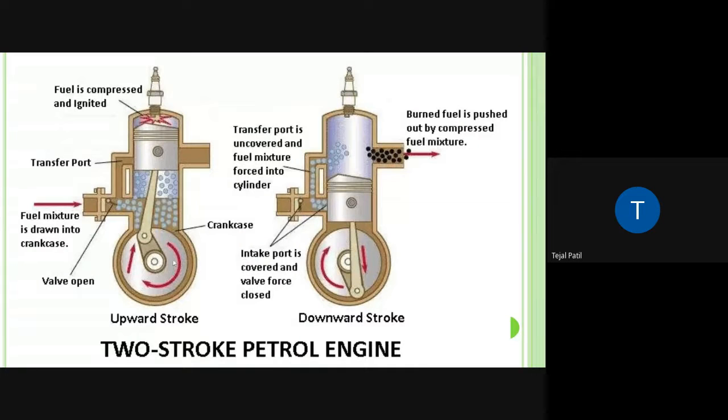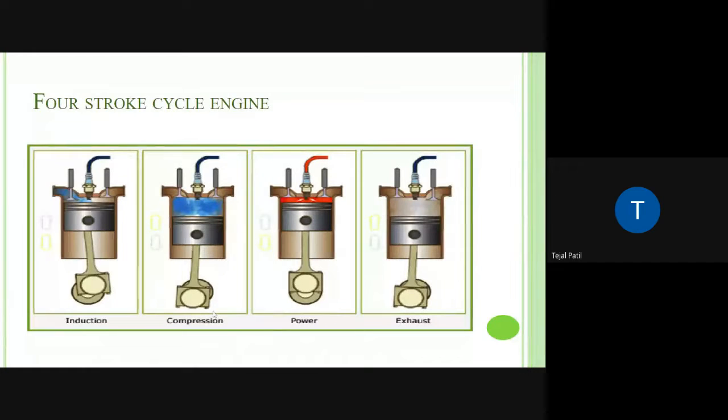Now another one is a two stroke. In a two stroke, again the same processes are there: suction, compression, power stroke, and the last one is the exhaust. But for the whole cycle, or for all these four processes, the piston is going to move only twice, once up and once down. So that's why it is known as a two stroke engine. Any doubt till now? Why four stroke and what is two stroke?